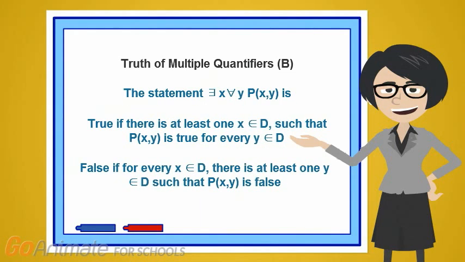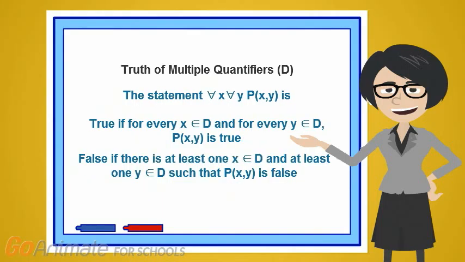The statement is true if there is at least one x in D such that P(x, y) is true for every y in D. False if for every x in D, there is at least one y in D such that P(x, y) is false.